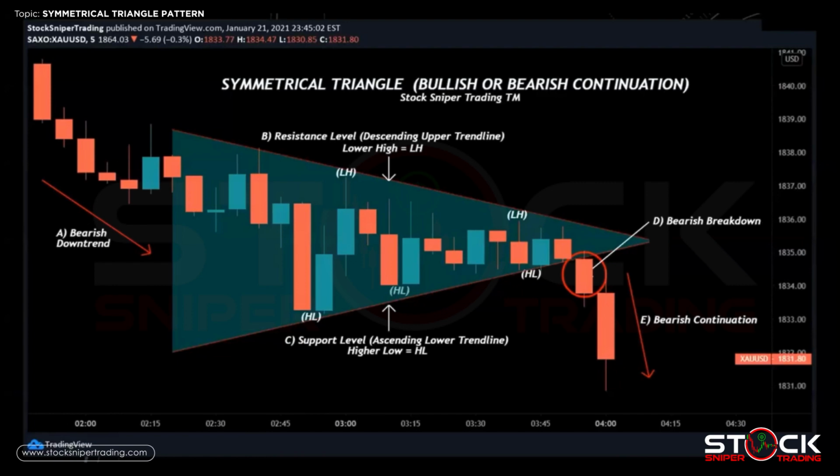And now we get E, the bearish continuation to the downside, as the price of gold continues to make lower lows and lower highs and continues to go down with more bearish momentum and increased selling volume.